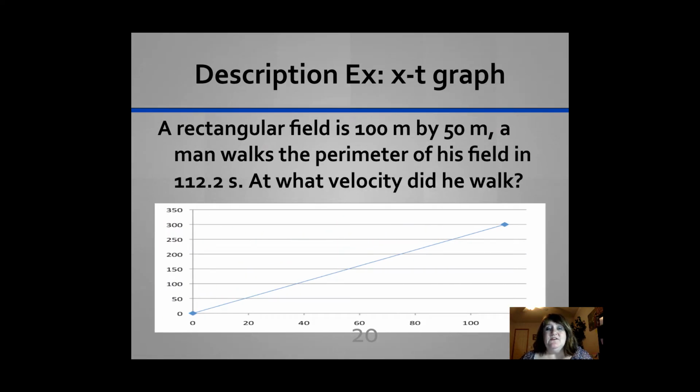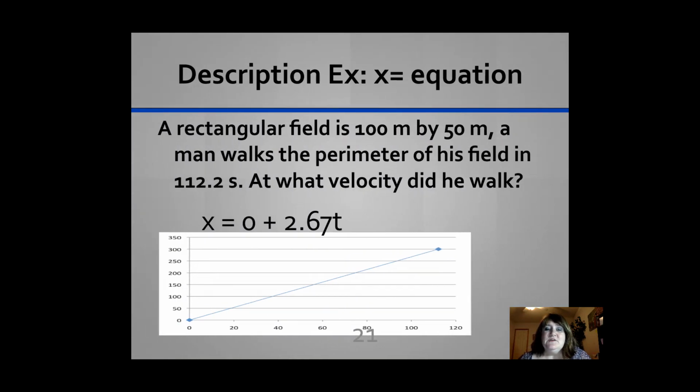This would be an XT graph, but notice what's missing. I don't have my axis labels on here. I don't have my title either. So I would lose points, honestly, because I don't have those things on this particular graph. So be sure you have everything on every graph that you need. When you're doing it by hand, it's a whole lot easier than trying to do it on the computer.